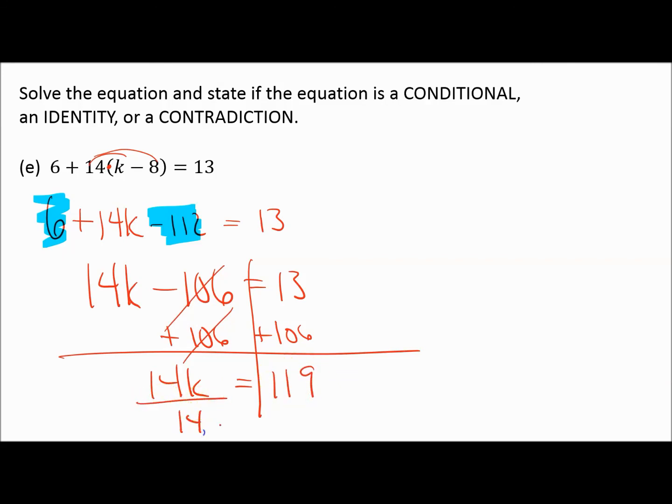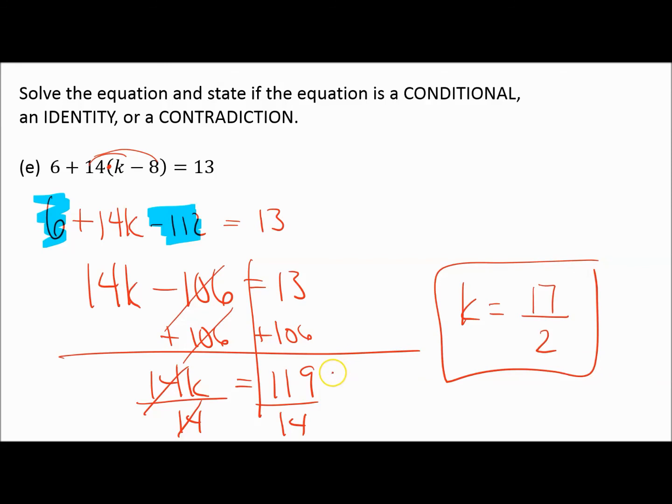And then I divide both sides by 14. So k is equal to, now I don't believe 119 divides by 14. It doesn't, but it does reduce. So I know 2 doesn't go into both of them. 2 goes into 14, but not into 119. What else divides into 14? Well, 7. So let's make sure that 119 doesn't divide by 7. It does. So that would be 17, and 14 divided by 7 is 2. That is the completely simplified version. So I divided each of these by 7.